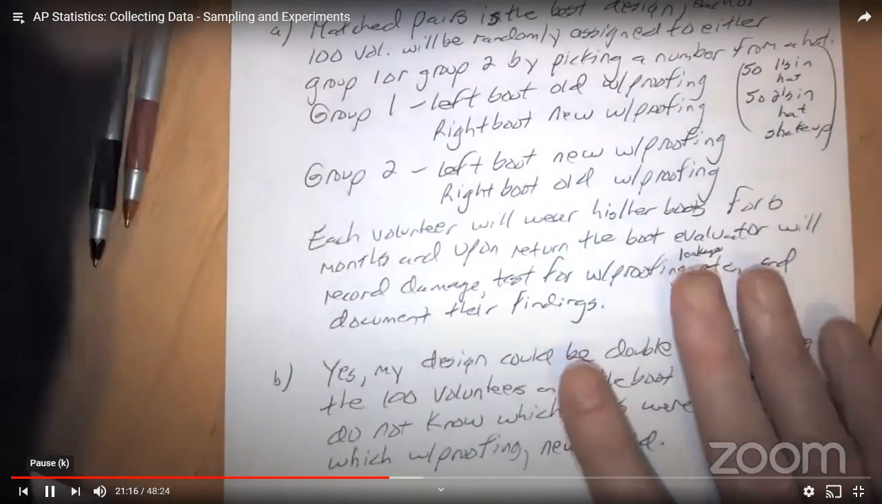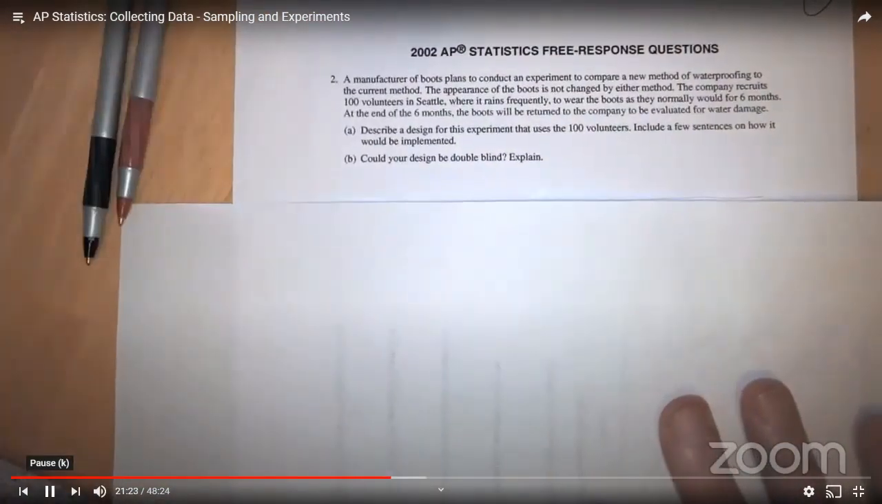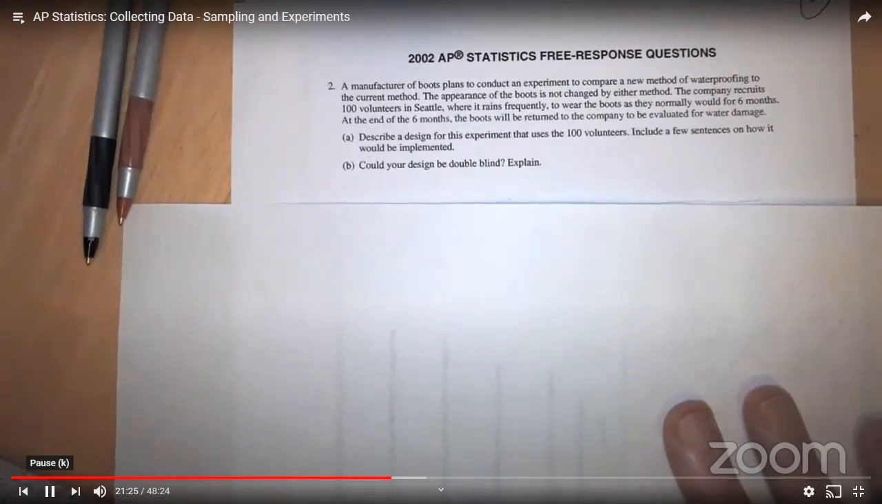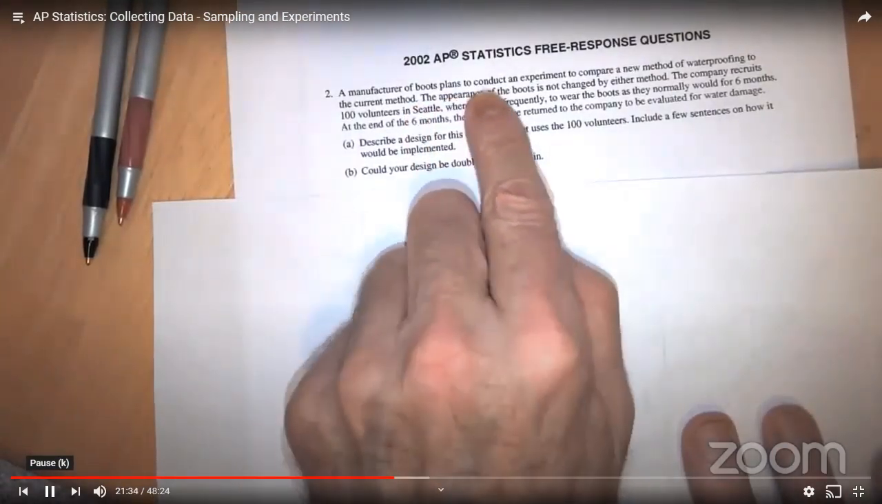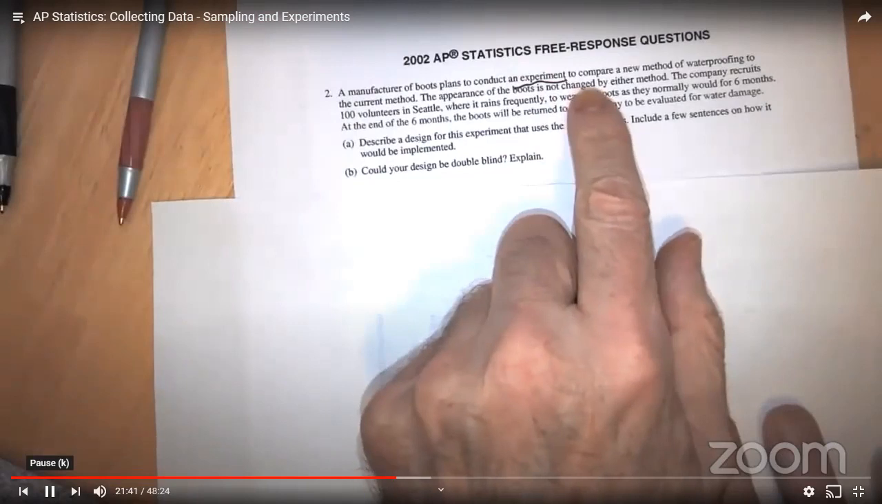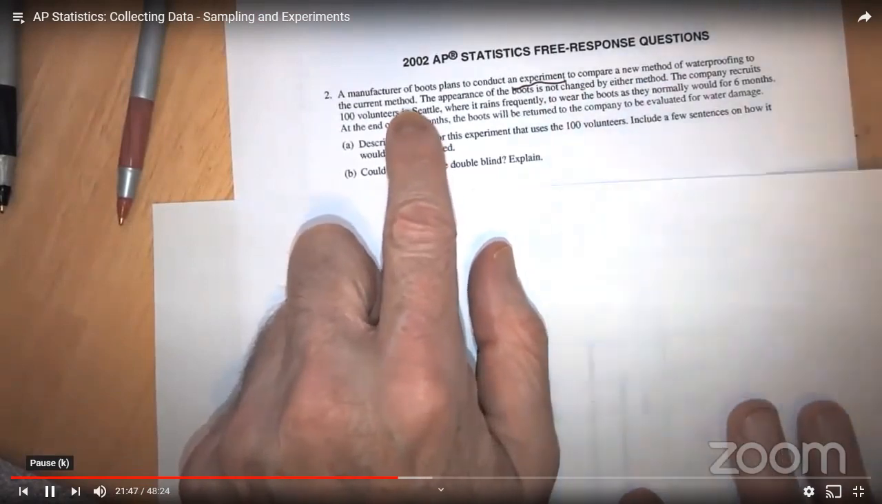So this is the waterproofing in the boots. I'll cover up my answer here. This is from the 2002 exam. Again, this is sort of AP reader lingo, from some of the old timers who've been reading for a while. A manufacturer of boots plans to conduct an experiment. That's a key word, so I'm going to underline that. To compare a new method of waterproofing to the current method. So I want to see if I can compare the old waterproofing to the new waterproofing.